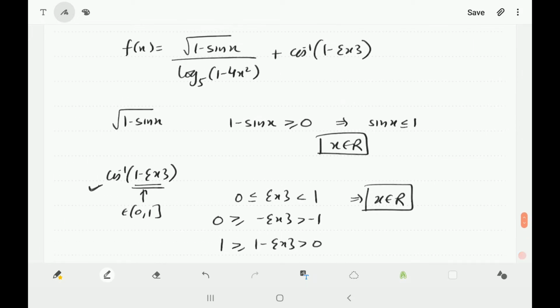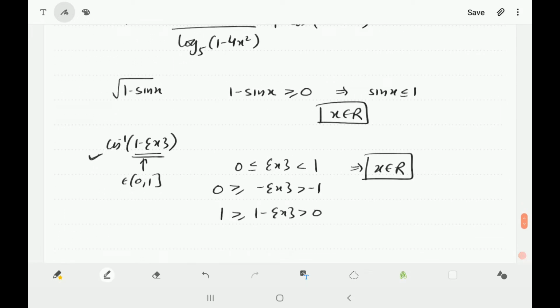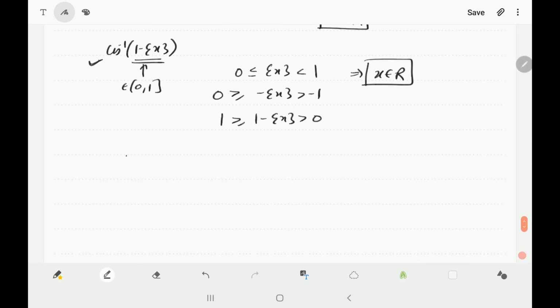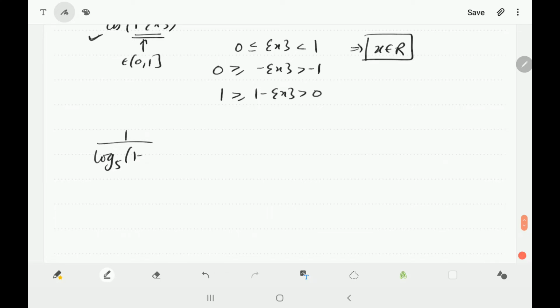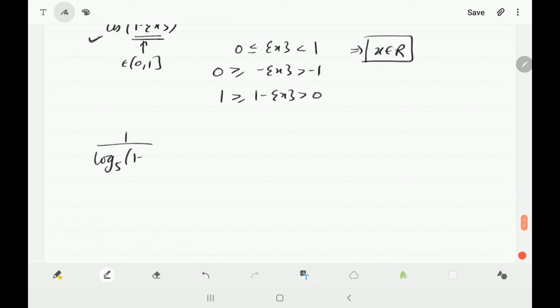So for cos inverse 1 minus fraction x also, the domain is x belongs to R. Now we have the function left is 1 by log 5, because it is in the denominator, so I am writing 1 minus 1 divided by log of 1 minus 4x square with base 5. Okay, so we have this condition that 1 minus 4x square should be greater than 0 because it is inside log. And secondly, log 5 of 1 minus 4x square should not be equal to 0, because in the denominator the term cannot be equal to 0.